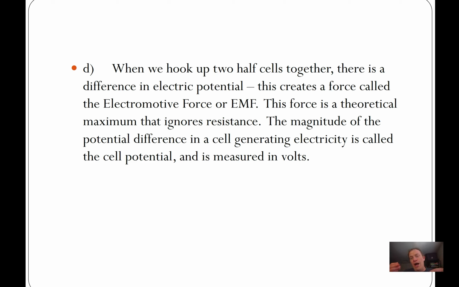Now, when you actually hook up a cell and it starts running, you're never going to quite get that theoretical maximum because you're going to lose some of the energy to resistance as electrons flow through the wires and all that kind of thing. So the voltage of a cell that's actually running is called the cell potential. Both EMF and the cell potential can be measured in volts. It's just the actual cell potential is going to be a little bit less than the EMF.